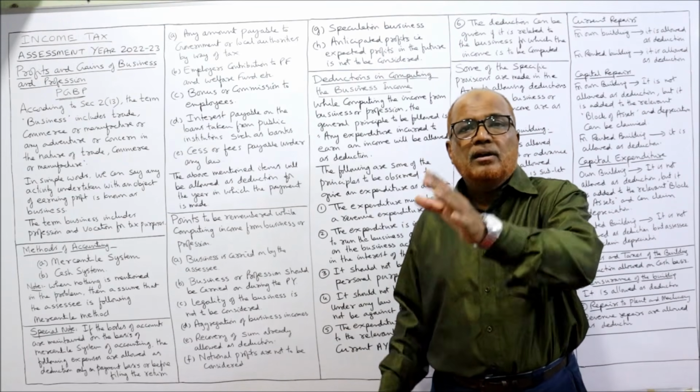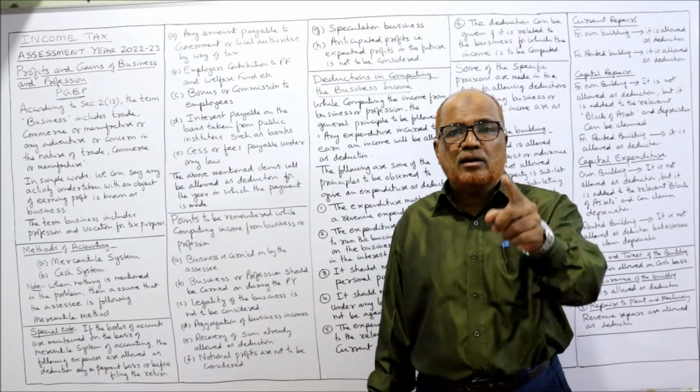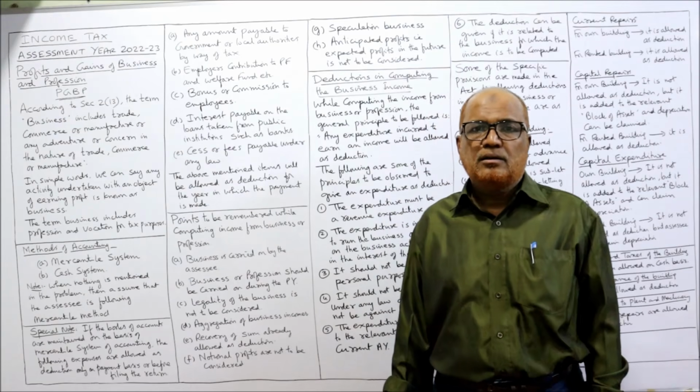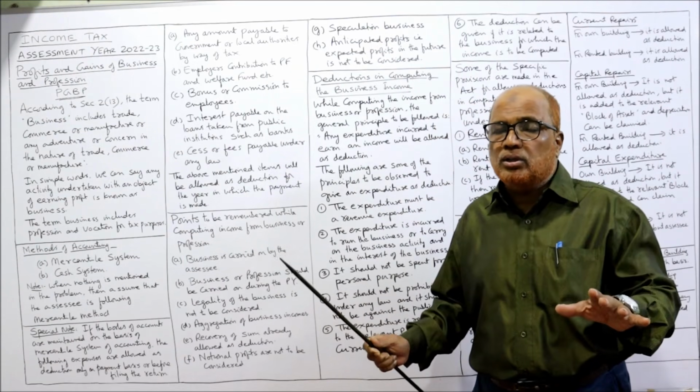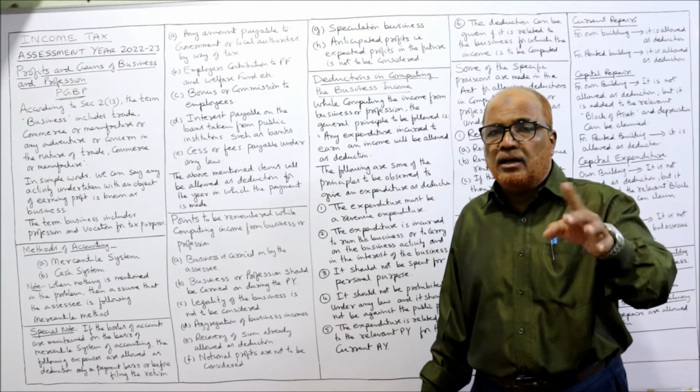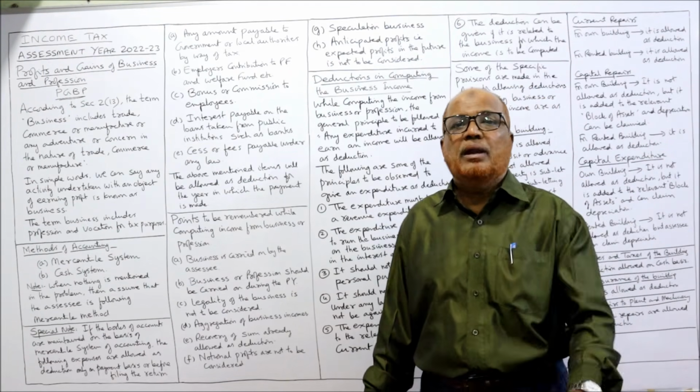Whereas other law will prosecute that person. Why? You are doing a criminal act, illegal act. But Income Tax Act is not bothered whether you are earning legal income, illegal income, both incomes are taxable.